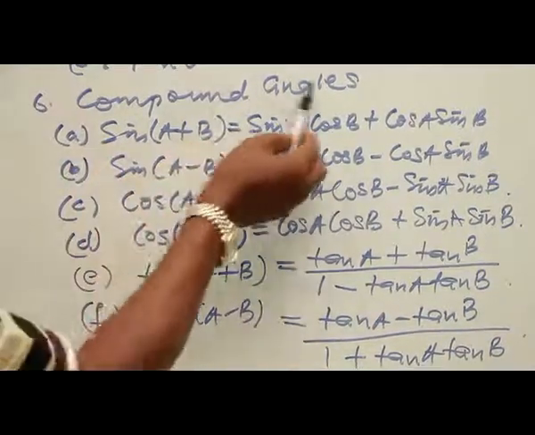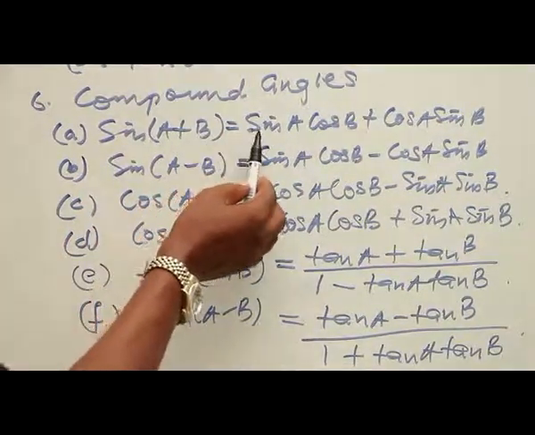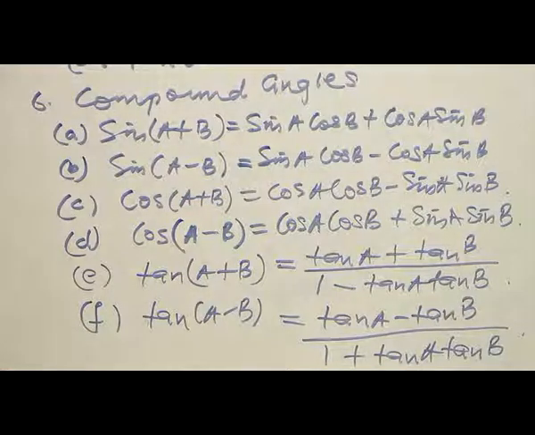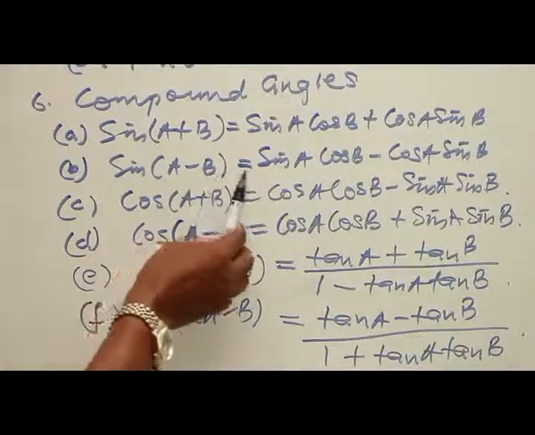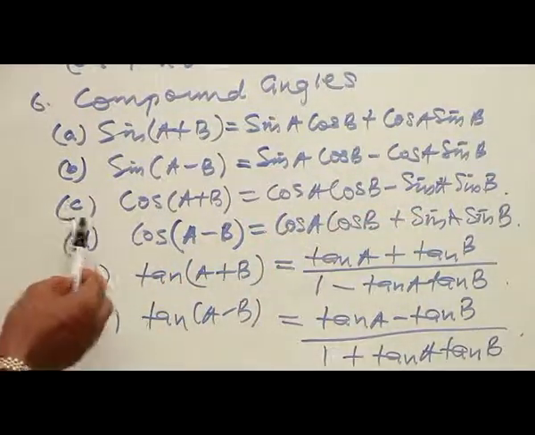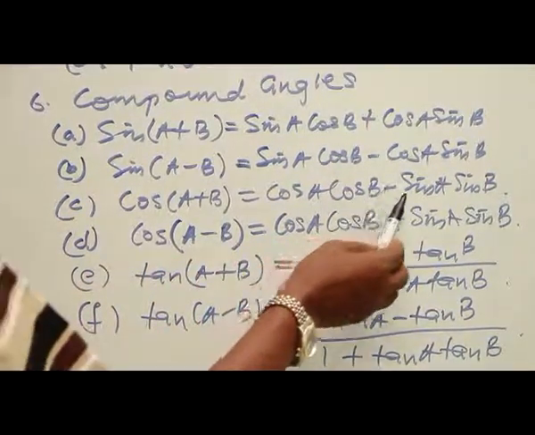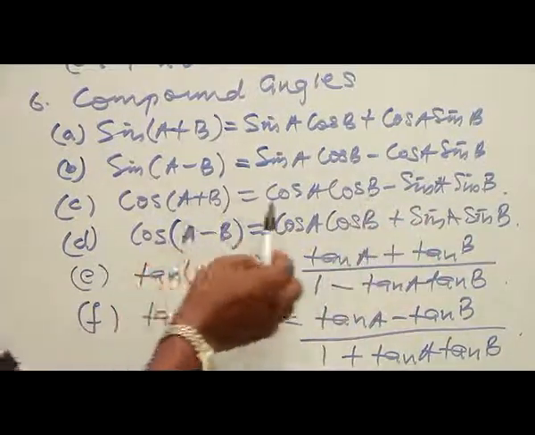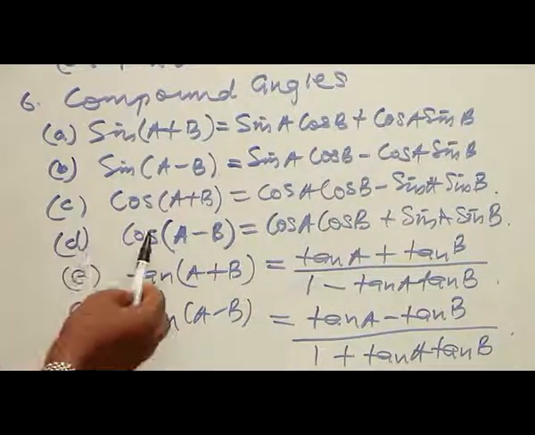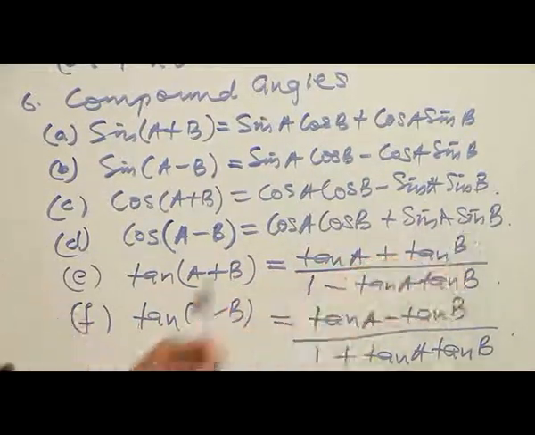Number 6, compound angles. A, sin A plus B will be equal to sin A cos B plus cos A sin B. B, sin A minus B will be equal to sin A cos B minus cos A sin B. C, cos A plus B will be equal to cos A cos B minus sin A sin B. The little difference here you can see, where it is plus, it is minus at this other end of it. D, cos A minus B will be equal to cos A cos B plus sin A sin B.